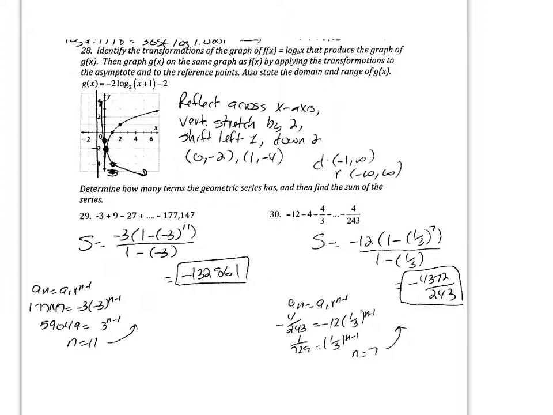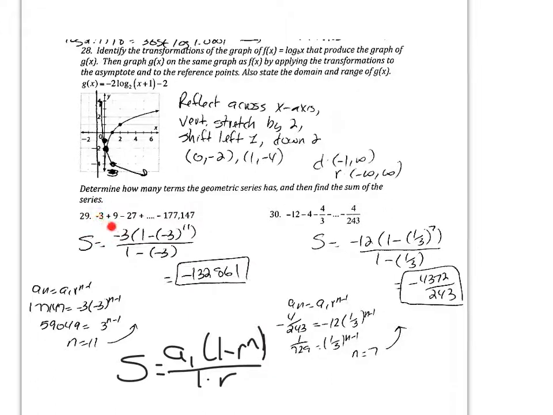Last two, 29 and 30, both the same kind of problem. They're geometric series. Your formula, which I'll put on the board for you tomorrow, is this right here. S equals the first term, 1 minus r to the n power, over 1 minus r. The problem with these two problems is that you don't know what n is. It doesn't tell you how many numbers there are. So I'll put what I knew.